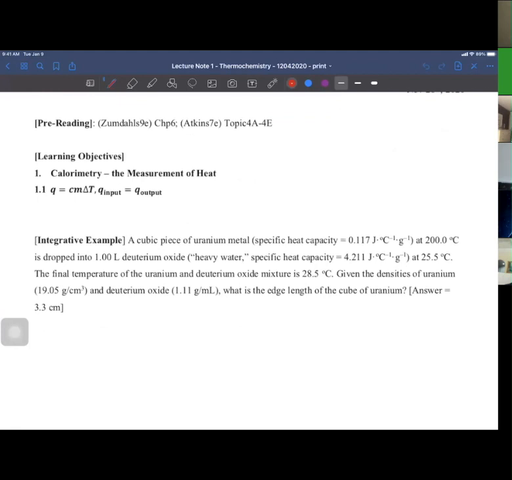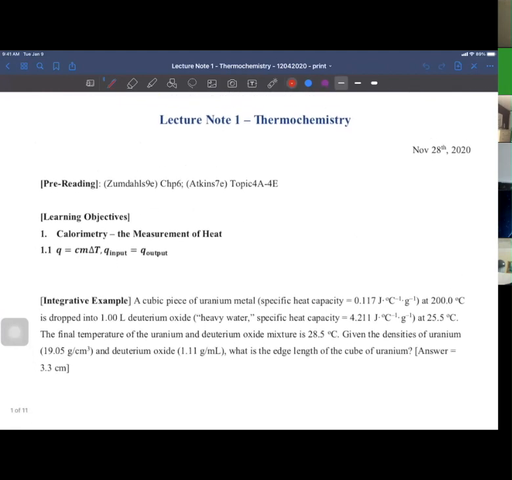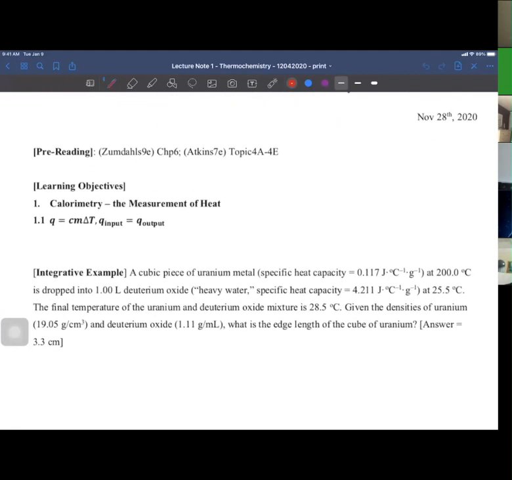Okay. The first question is about calorimetry. Let me find my pen. Okay, calorimetry. Basically, the meaning of calorimetry is the measurement of heat, because the word actually is from calorie, right?